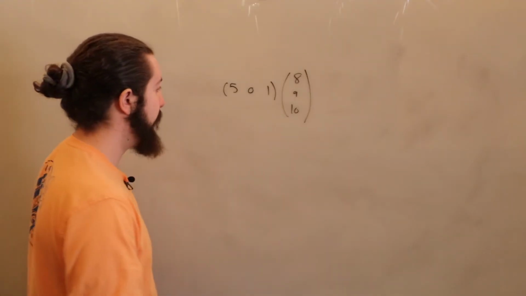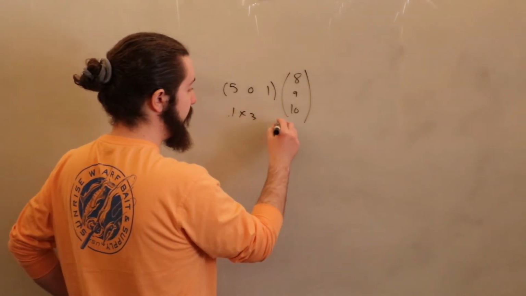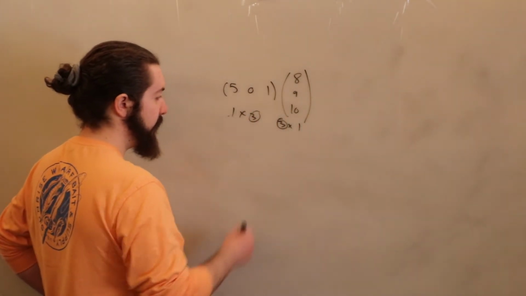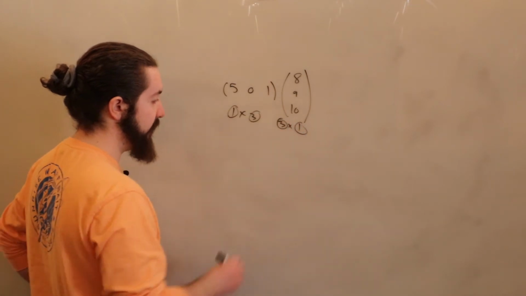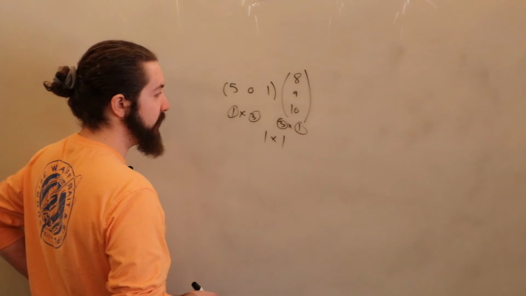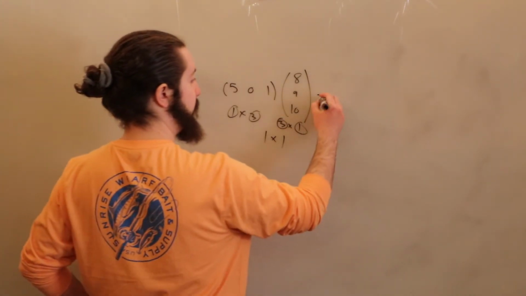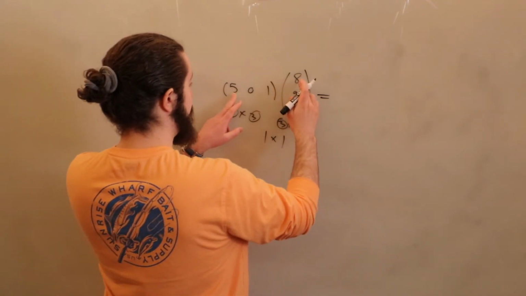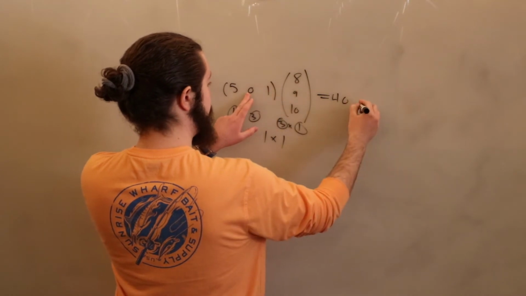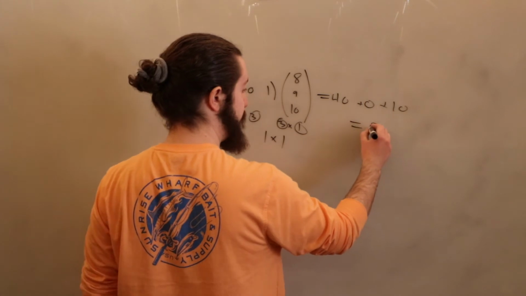Let's try this. How about a 1 by 3 matrix times a 3 by 1 matrix? Well, the inner dimensions agree, so we can do it. And the outer dimensions, 1 and 1, tell us we're going to get a 1 by 1 matrix as a result. When we have this, we usually define it just to mean a scalar, just a number. So let's look at what we have here. We'll have 8 times 5 is 40, plus 9 times 0 is 0, plus 1 times 10 is 10, is equal to 50.